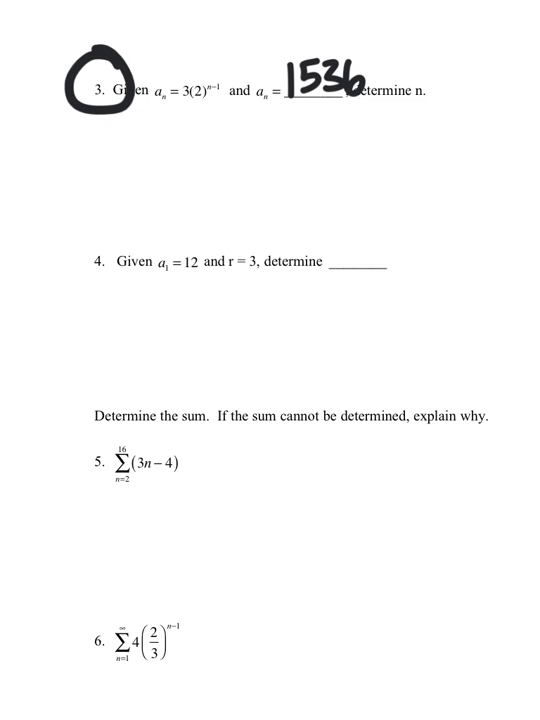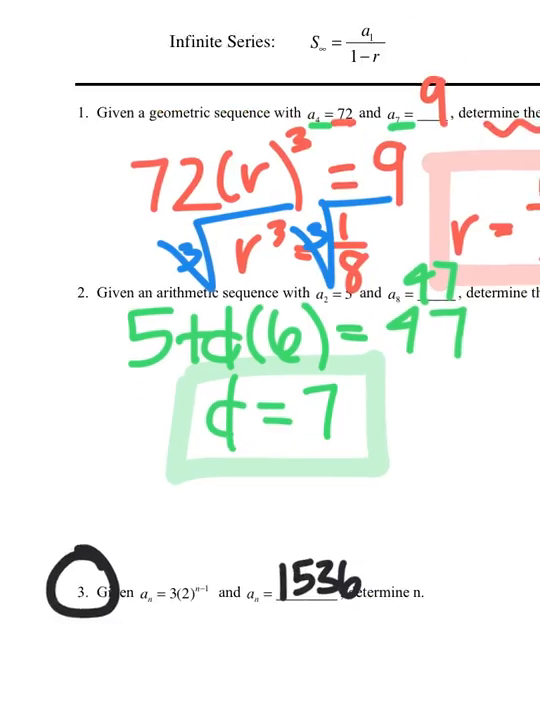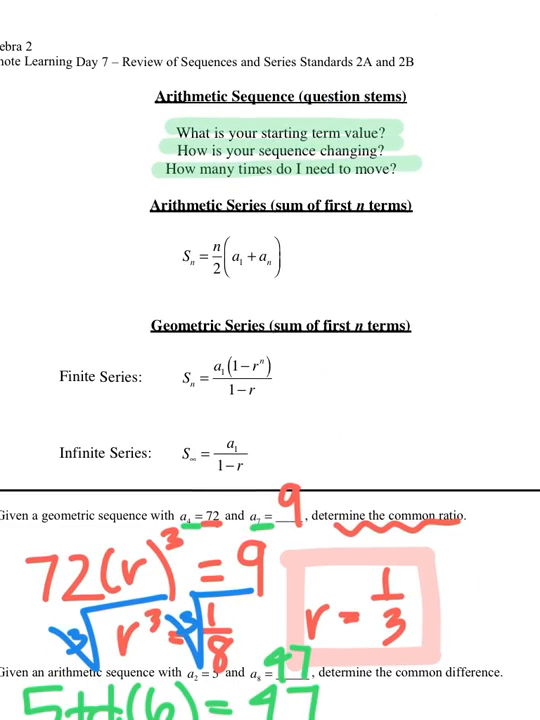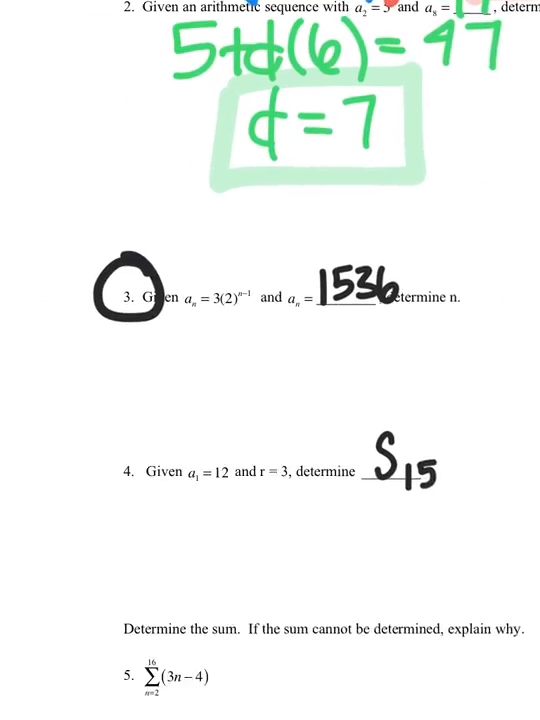Moving on to example 4, given the first term is 12 and the common ratio is 3, determine S sub 15. That means the sum of the first 15 terms. So when I'm looking up at the top of my notes to determine which formula I will use to find the sum of the first 15 terms, since 15 is a stopping point, there's a finite series, so that is the formula that I will use. So let's go back down.